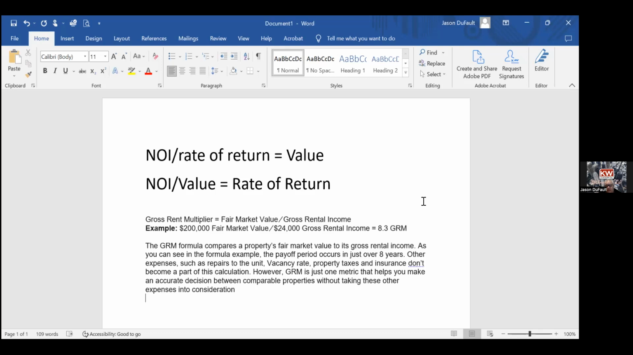The number that I gave you at 72.8 on this equation was the net operating income, because we subtracted the costs, right? Operating expenses. This will just allow you to say, it's $100,000 in gross income and the fair market value is X. And in this particular example I'm giving you, the gross rent multiplier is 8.3.